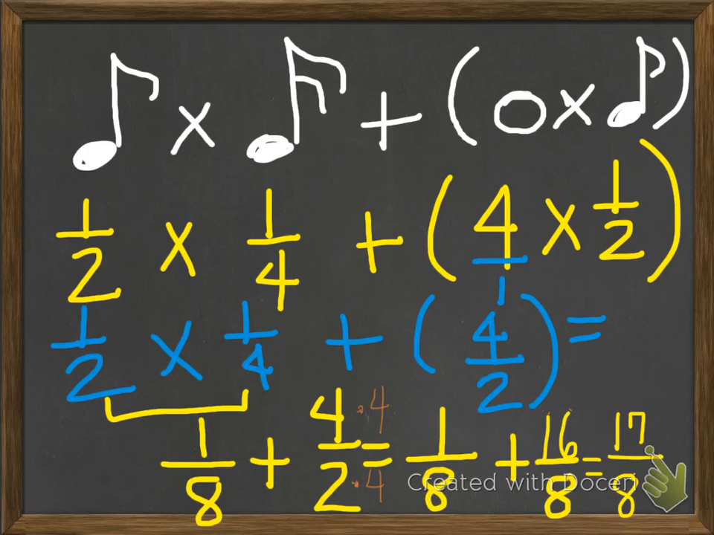8 goes into 17 how many times? 2 times. 8 times 2 is 16. So how many are left over? 1. So put the 1 over the 8. Okay, so 2 1/8 is the answer.